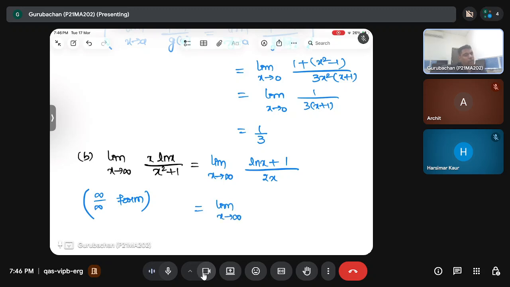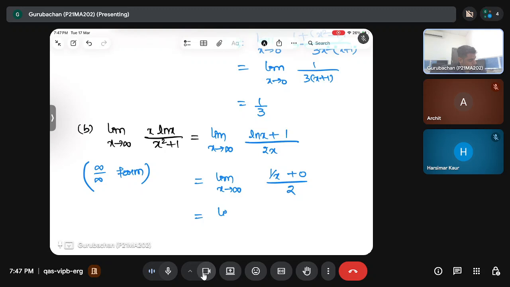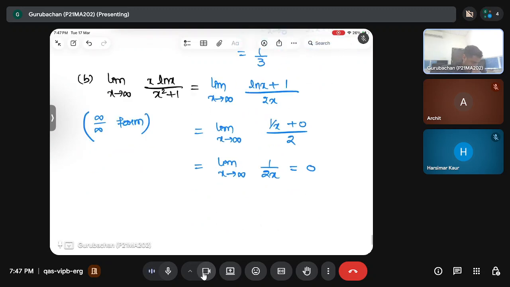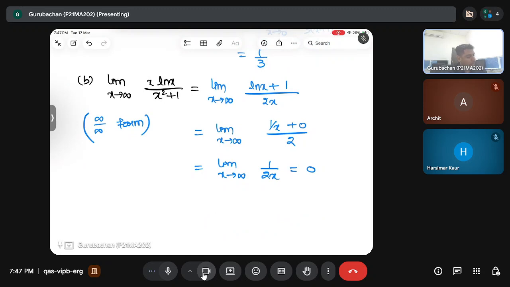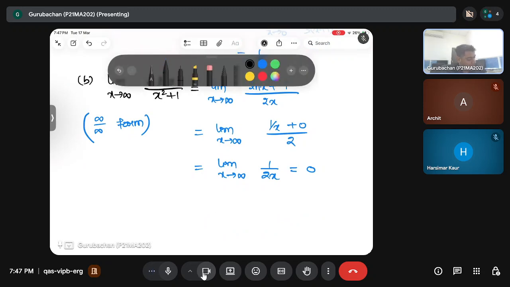Is it any kind of indeterminate form? So it is again an infinite by infinite form. We have to differentiate it again. So this will be limit x tends to infinity of 1 by 2x. Now this is not any kind of indeterminate form, so we may directly substitute. In the next part, we will not get directly the indeterminate form. We need to neutralize it to the level where we may apply the L'Hopital rule.